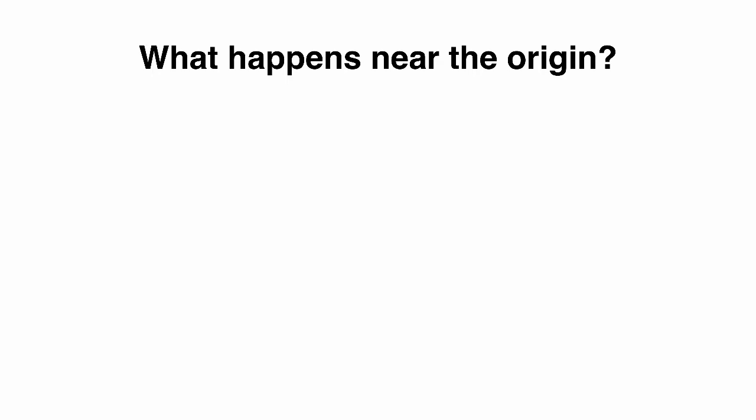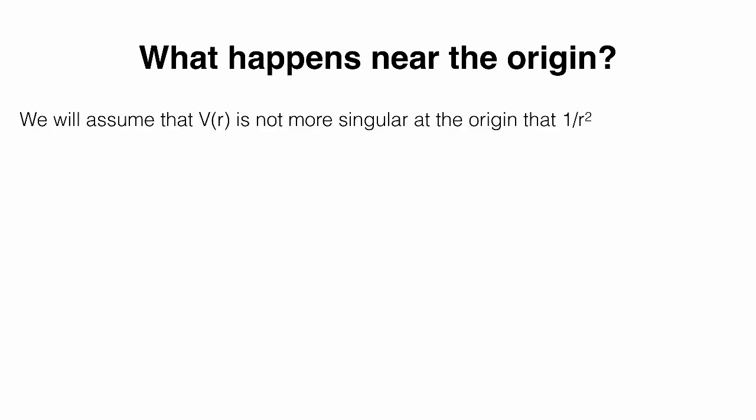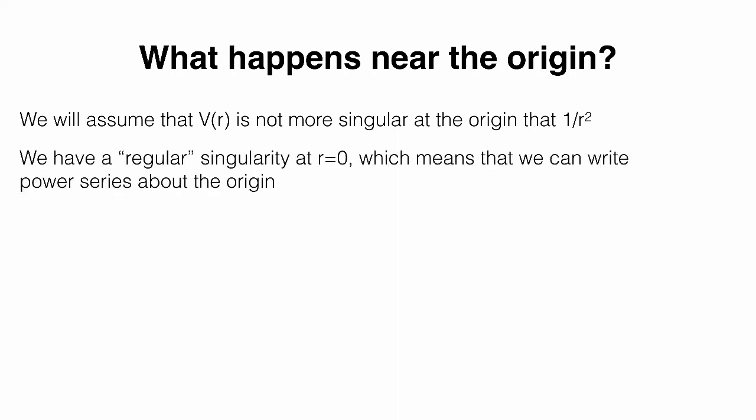So what happens near the origin? This is the question we have here. And we will assume that V of r is not more singular at the origin than 1 over r squared. We want to do that for a reason that's going to become obvious in a second. It turns out that in physics, very often, not always, potentials do not diverge faster than 1 over r squared near the origin. So we are in good shape for that. Okay, if we do that, we will suppose that we have a regular singularity at r equals 0. This is what we call a regular singularity at r equals 0 if the potential goes as 1 over r squared.